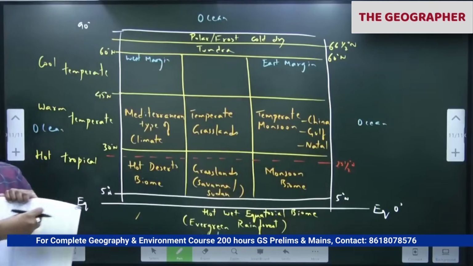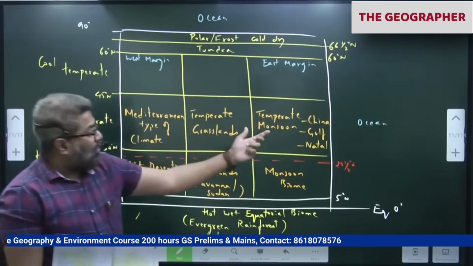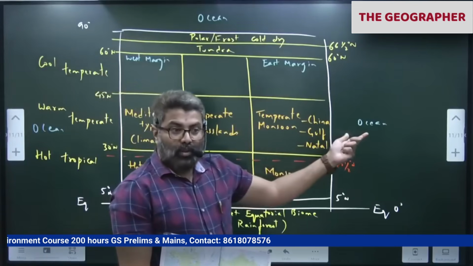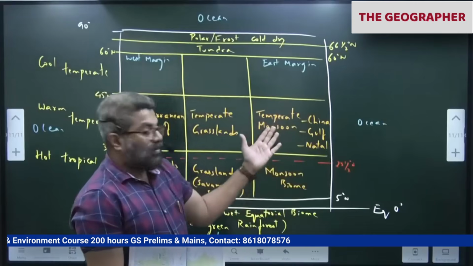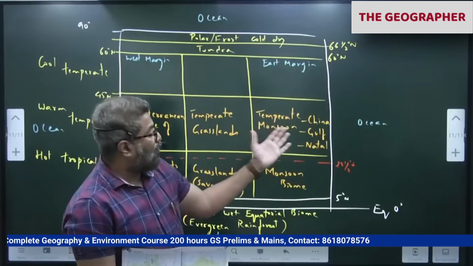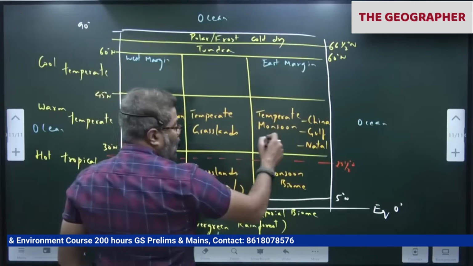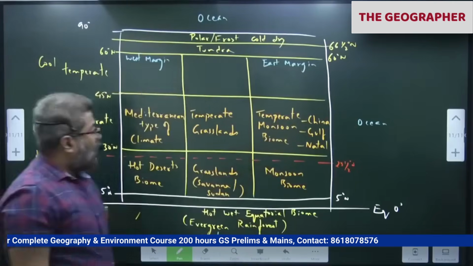So they are located in the temperate region, but they also receive monsoon. Okay. So some seasonal winds will come, bring them moisture, rain. So temperate monsoon biome. These are all called temperate monsoon biome.